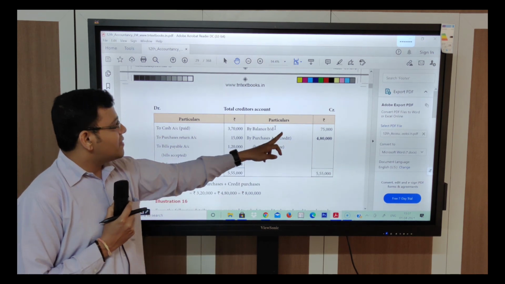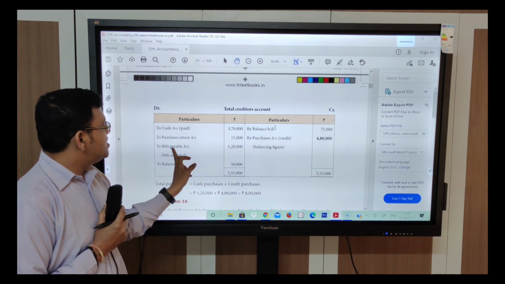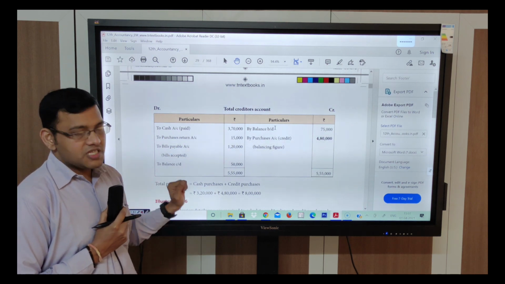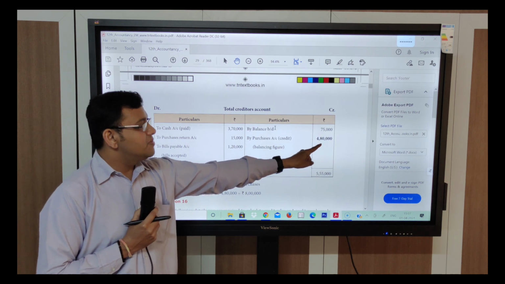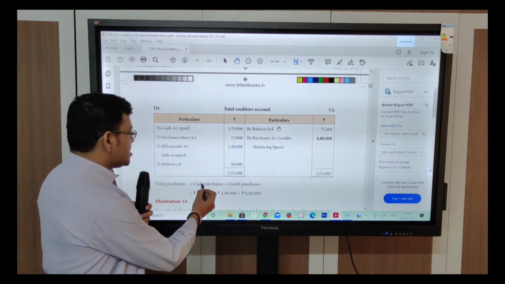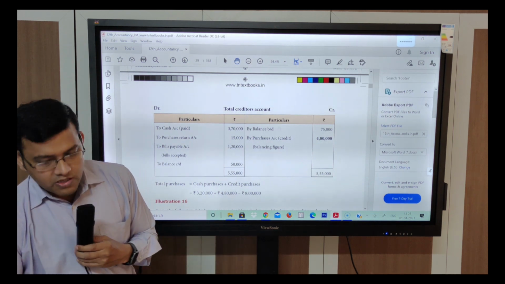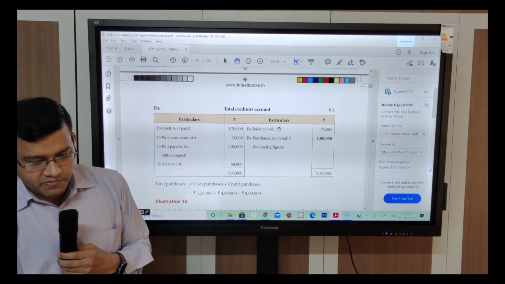So opening balance is there, closing balance is there, purchase return is there, bills payable is there, cash paid, and this will be the credit purchases. So if you add your cash purchases and credit purchases, you will get the total purchases. So this is a comprehensive problem.